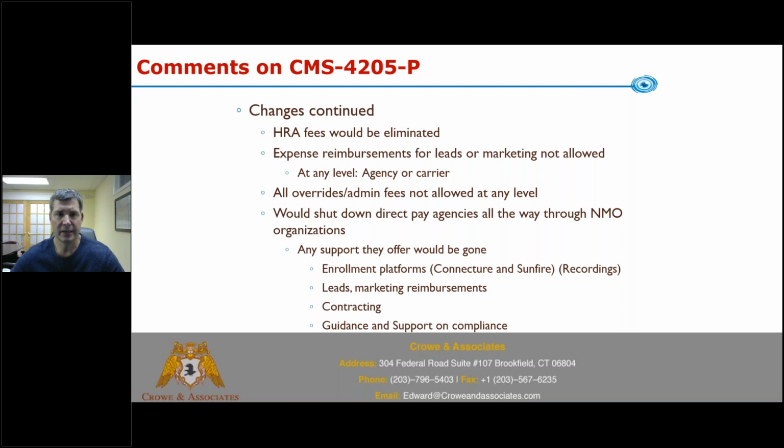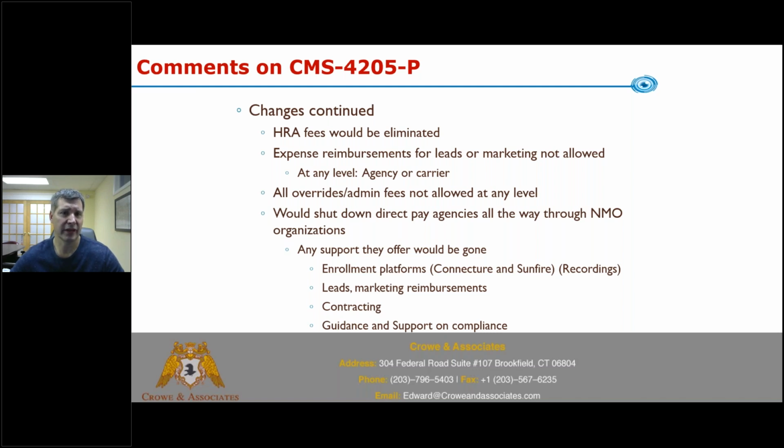The next change is that it would eliminate HRA fees. It's very clear in the language. They no longer want HRA fees to be paid. If you're an agent that never does the HRAs, it's not a big deal. There certainly are a lot of agents out there, though, that do an HRA on pretty much every case they submit. There would no longer be a fee to complete the HRA. Next, it looks to eliminate expense reimbursements for leads or marketing. That wouldn't be allowed at any level. So any kind of lead reimbursement from the carrier, from the upline, reimbursements towards lead costs, seminar costs, any other marketing expense wouldn't be allowed. Even things like discounts on AHIP, any type of money that's being paid above regular commission, whether it's direct to the agent or to reduce cost on something, would no longer be allowed at any level.